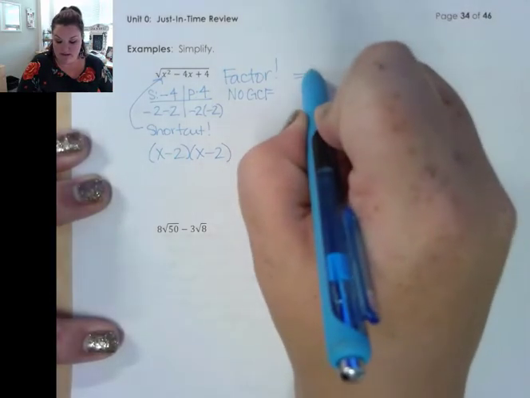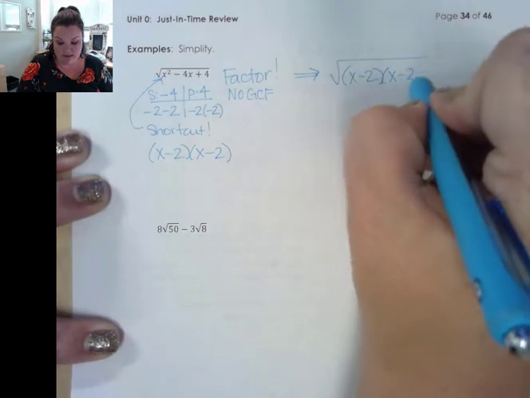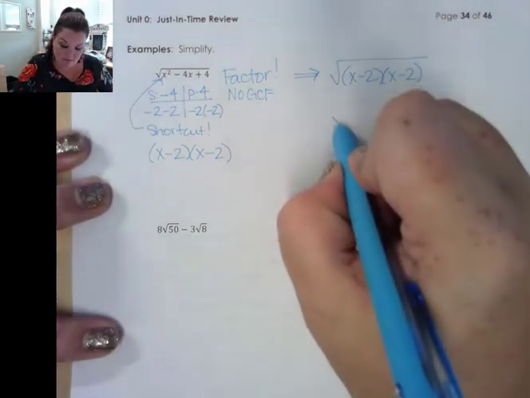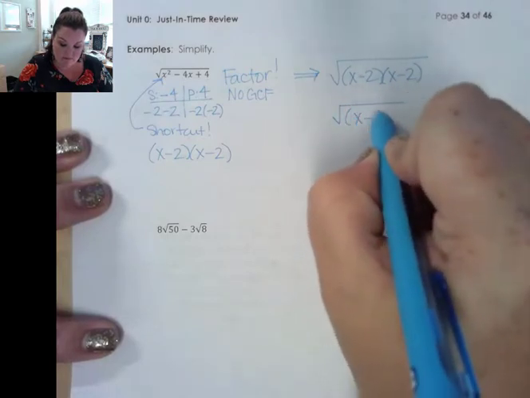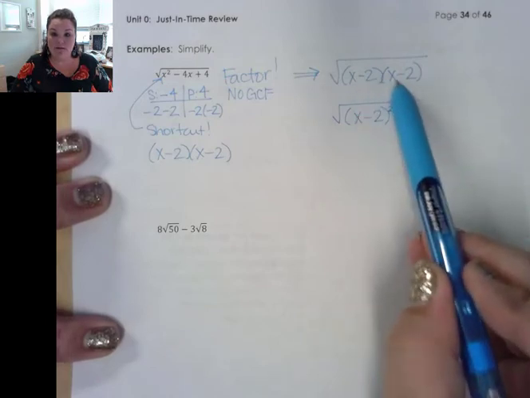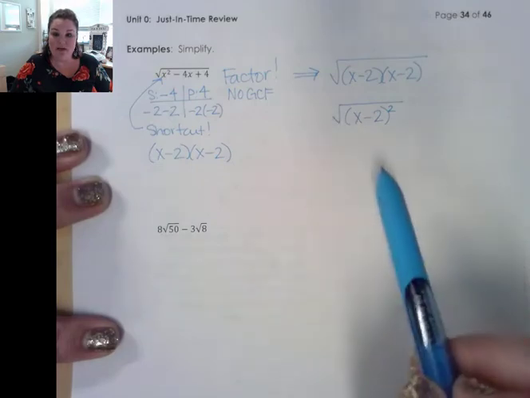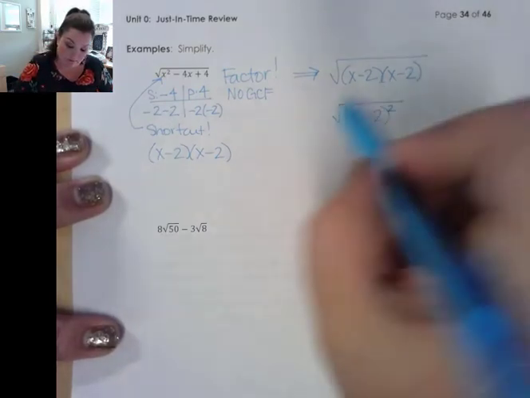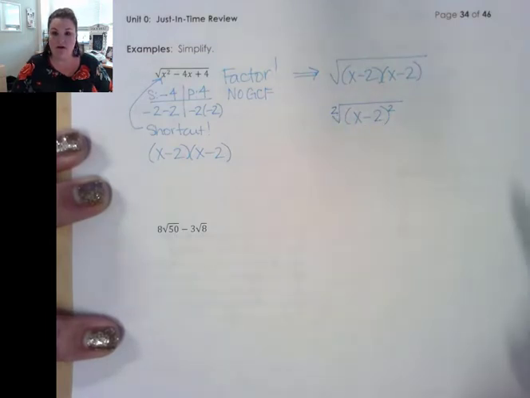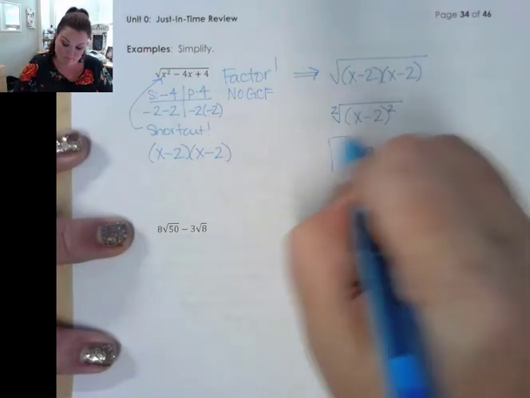So I can rewrite this whole thing as the square root of x minus 2 times x minus 2. Or what helps us a little bit more is to be able to write this as the square root of x minus 2 squared, right? Because if I have 2 copies of that quantity, I can write it as a squared. And then when there's no index number written here, it's an implied square root, right? Or an implied 2. So if I take the square root of something squared, I'm left with what's underneath it, right? So I get x minus 2.